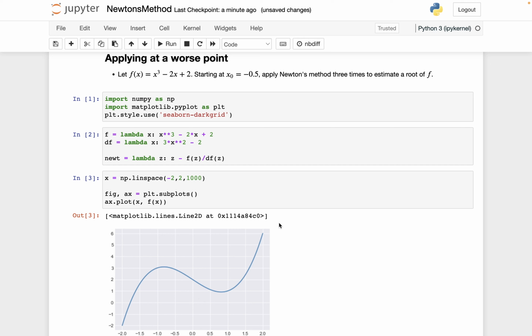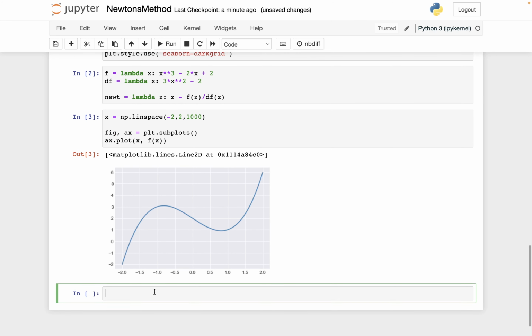And then at 1.5, we're going to draw this tangent line, see where the tangent line crosses the x-axis, and we're going to wind up somewhere around here. And we're not converging at all on the actual root. So let's actually see this in practice.